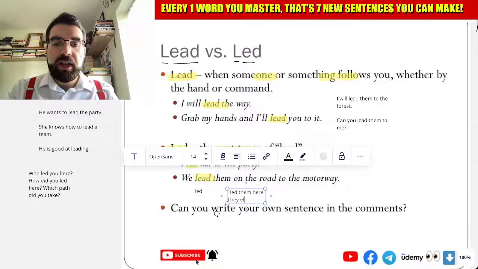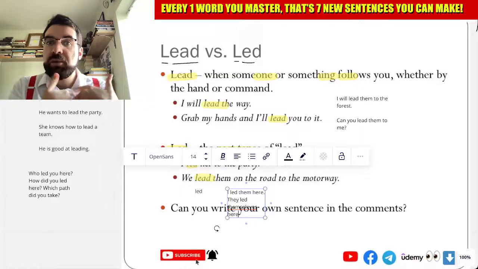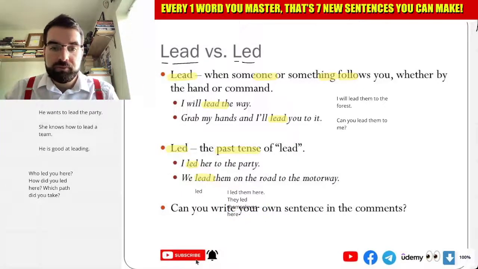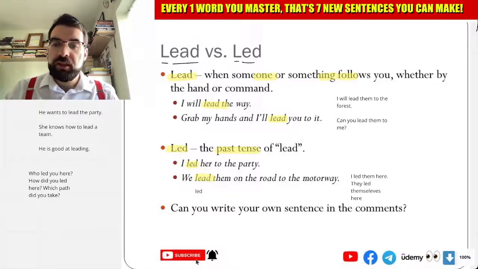They led themselves here. They came here by themselves. How cool is that?